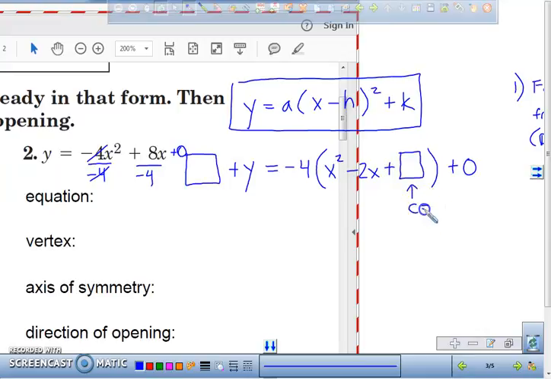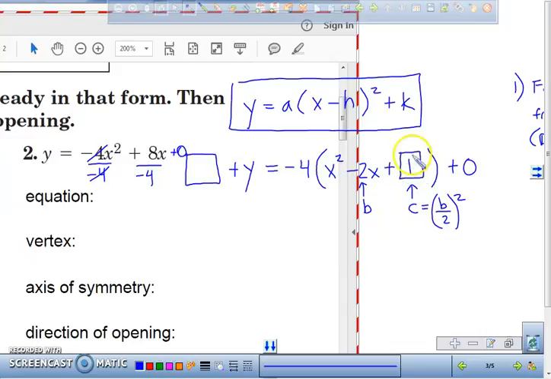And remember, your C value will always be whatever the B is, divided by 2, squared, every single time. This right here, everybody, that negative 2 is the B value. So what's half of negative 2? Negative 1, right? And what's negative 1 times negative 1? 1. So you're going to put a 1 right there.